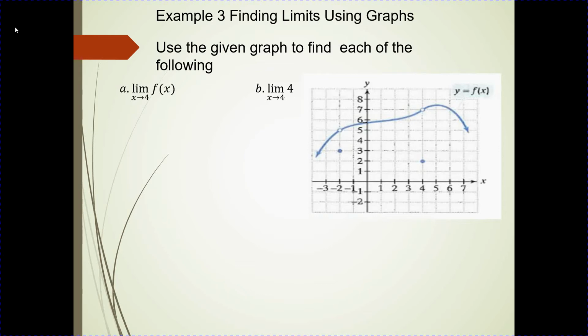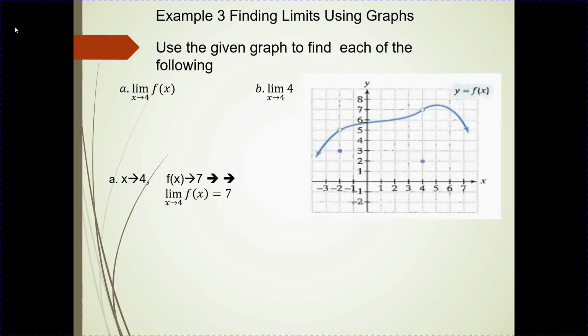So the function is getting closer and closer to 7. And for x values which are greater than 4 but closer to 4, again the function f of x gets closer to 7. Therefore, as x gets closer to 4, f of x gets closer to 7. Therefore, the limit of f of x as x approaches 4 is 7.